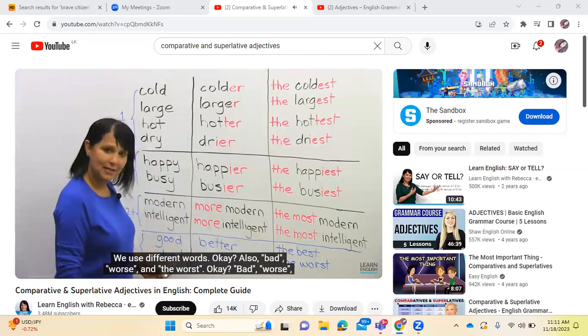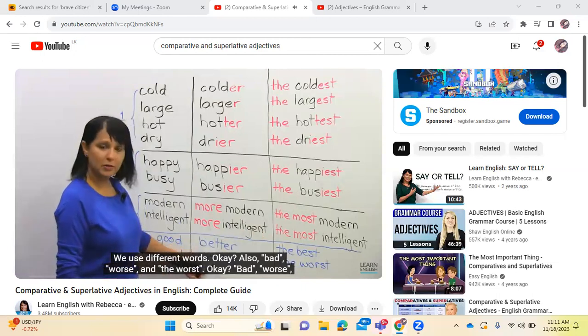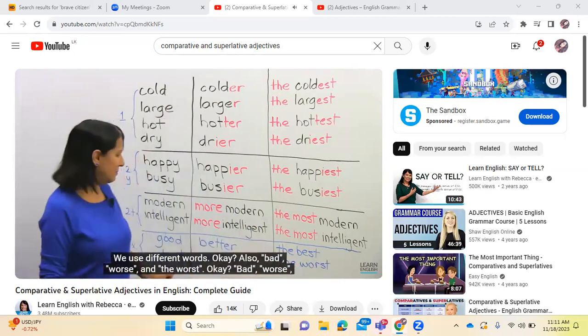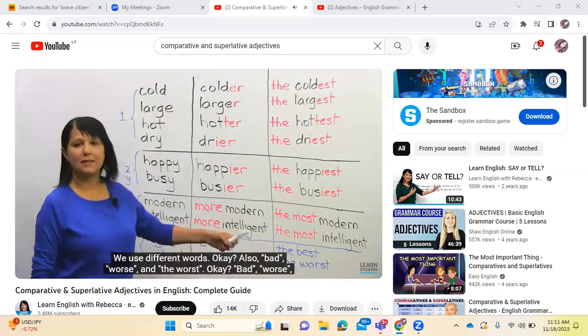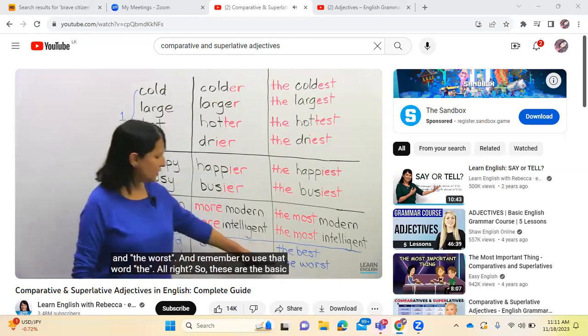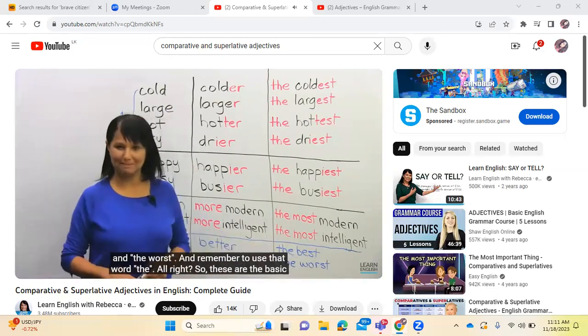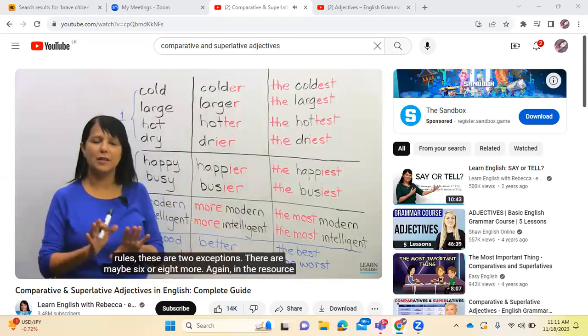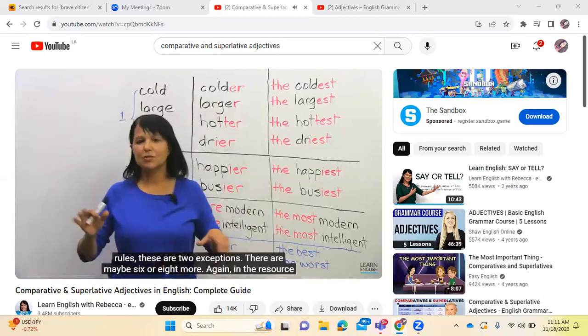Also, bad, worse, and the worst, okay? Bad, worse, and the worst. And remember to use that word the, all right? So these are the basic rules. These are two exceptions. There are maybe 6 or 8 more.